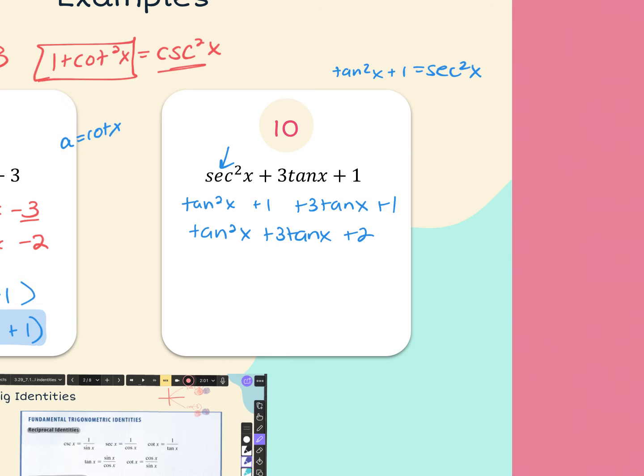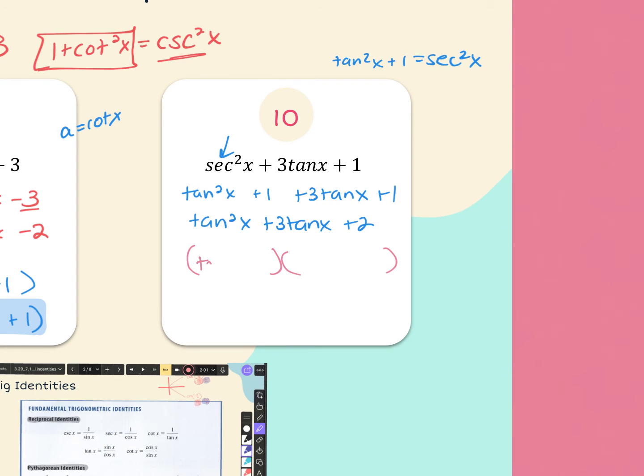Now this time let's try to do it without plugging in for the a. Can I just factor this straight up? Instead of the a at the beginning, it would be tangent x and tan x. And then I'm looking for factors of positive 2 that sum to positive 3, which would be what? 1 and 2. And that's as factored as it gets.